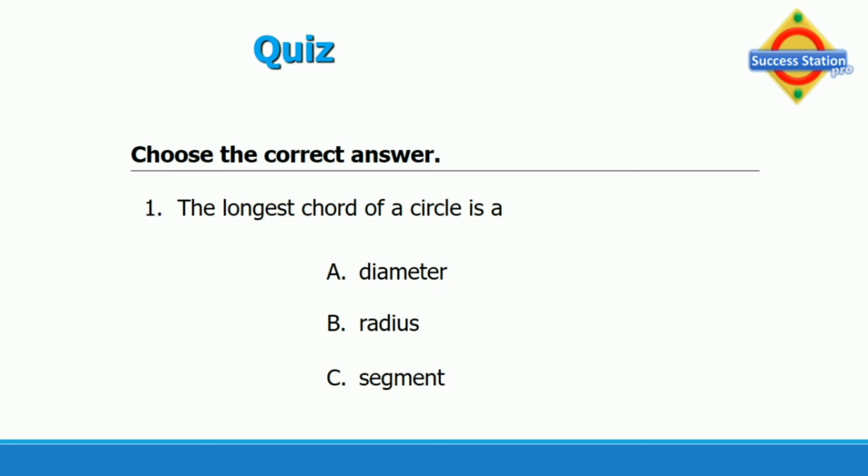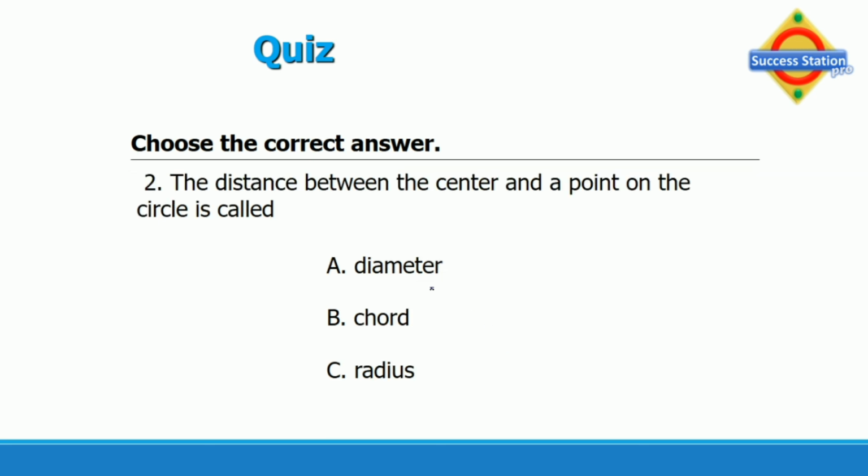Now let's get back. We have learnt all the terminology. Let's get back to some quiz. Now you try to answer on your own. The longest chord of a circle is the diameter, right? The diameter is equal to twice the radius. A segment is not a chord; segment refers to an area. So obviously diameter is the correct answer.